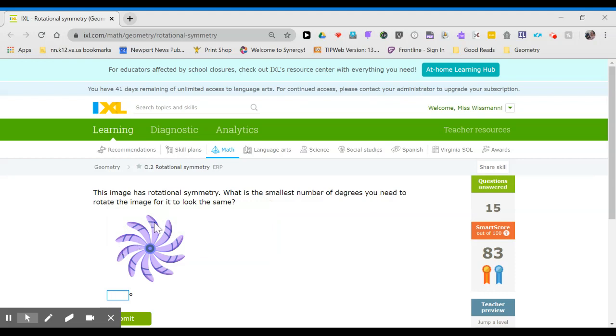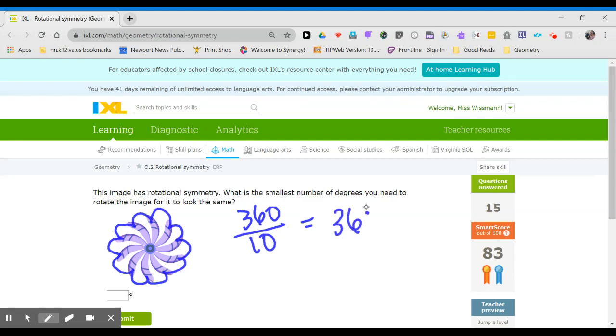This time, I'm going to count all my petals. 1, 2, 3, 4, 5, 6, 7, 8, 9, 10. So I can do 10 turns, 360 degrees. That means it's 36 degrees every time I spin this one.